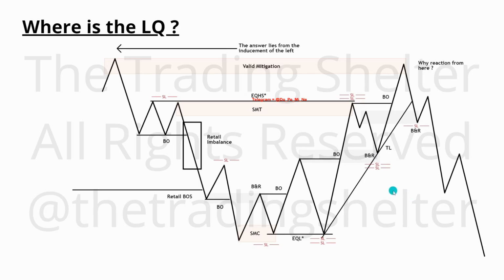And to know why the valid mitigation was here, the answer lies on the left, because this is what we call an inducement POI. It induced relevant liquidity to the left, so this is why there's a valid reaction out of it. So basically, I will repeat myself. When a POI induces relevant liquidity, it's called an inducement POI.